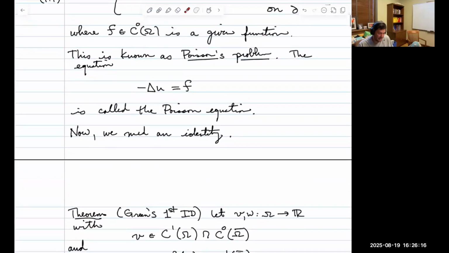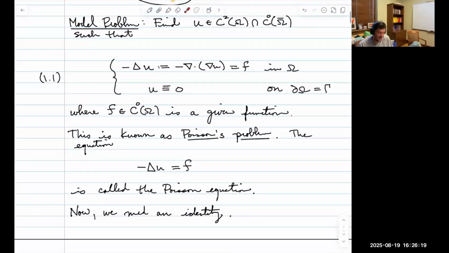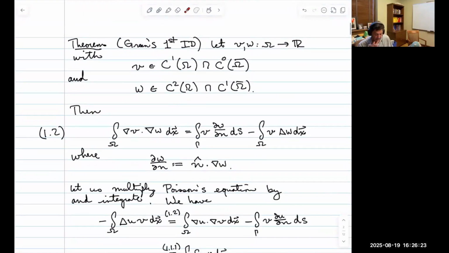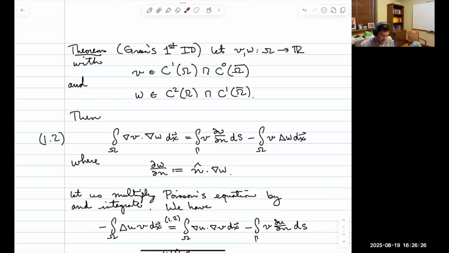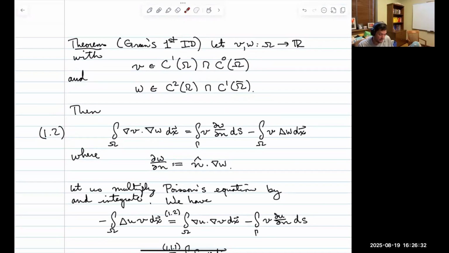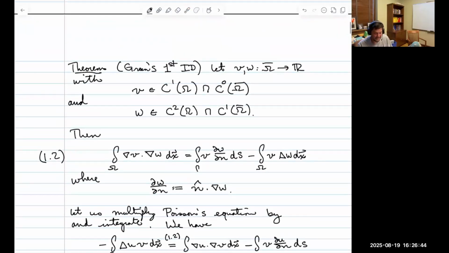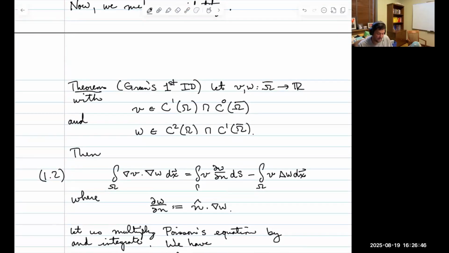All right, so to analyze this in our finite element setting, we need an identity called Green's first identity. And I think I've gotten this right about my assumptions, but you can correct me if you see any mistakes here. So let V and W be functions from this open set. Actually, let's make it the closure. It doesn't really matter. I can easily extend it to the closure if I need to, but let's just add that.